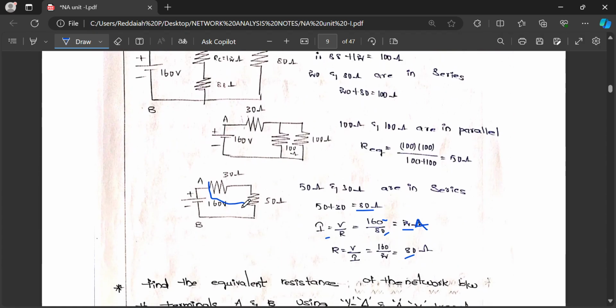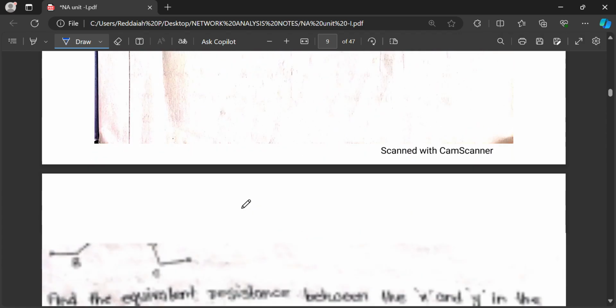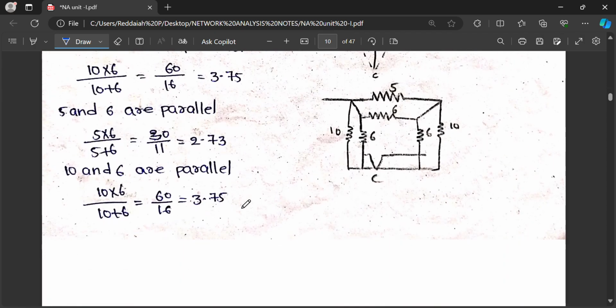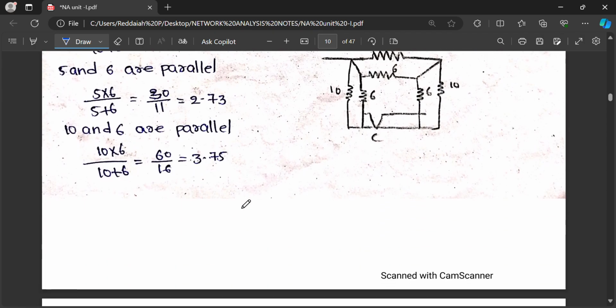Find the current supplied by the source. Similarly, there is another problem you can see. There are so many problems we can solve. Those we have to practice.